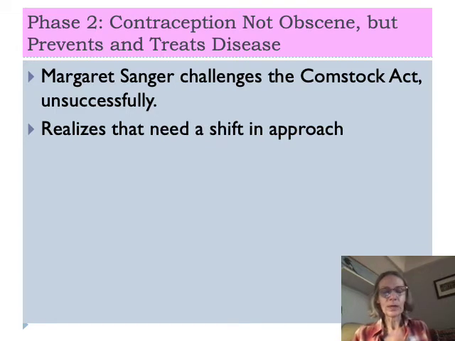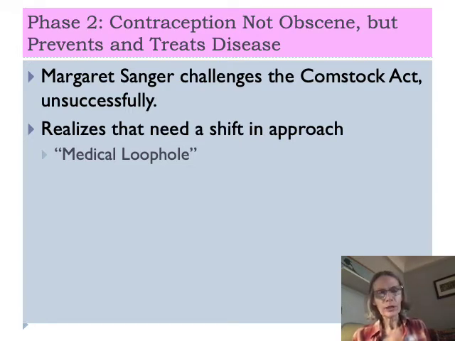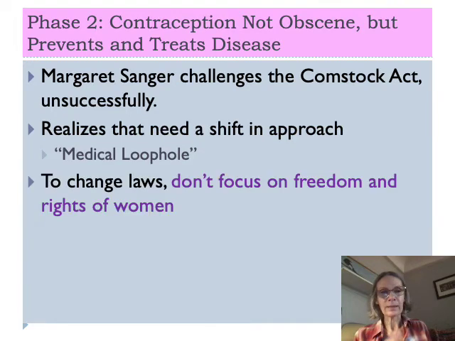So she realized that if she wanted to bring down the Comstock Act or to weaken it, she needed to come up with a new approach. And the approach that she comes up with is the so-called medical loophole. Her thinking is that if she could find a way for medical doctors to be able to distribute contraceptives, then that would whittle away at the Comstock Act, because you'd find all these medical exceptions within the law. And by making it easier for people to get contraceptives, it would basically weaken the power of the Comstock Act. So that is the approach that she took.